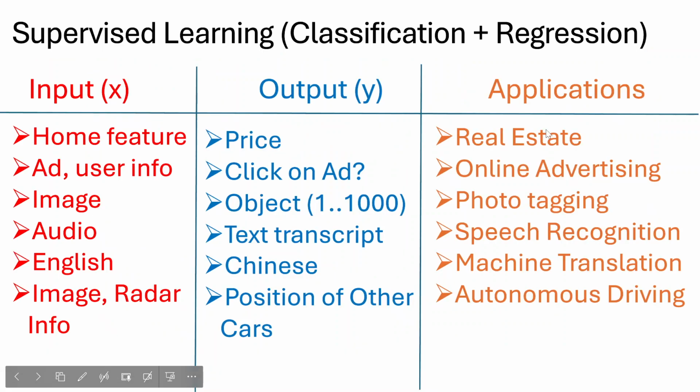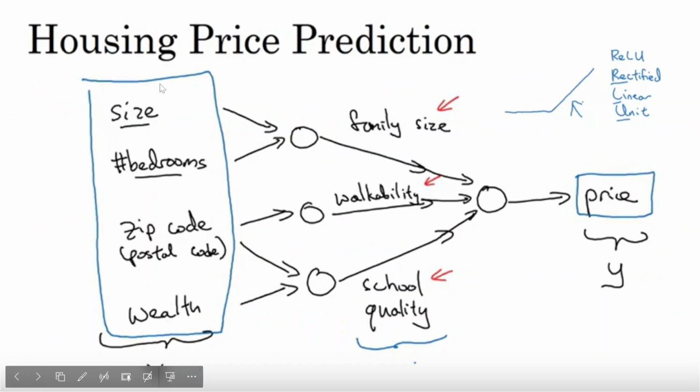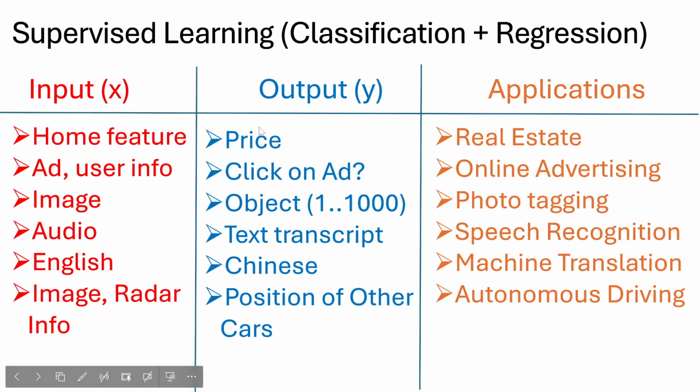So, a bit more about what neural networks actually are. They are machine learning algorithms that use supervised learning. Supervised learning means it's given an input and an output, and a model is trained to predict the output, whether that's classification or regression. For example, home features, like the size of a house, the number of bedrooms, the zip code, and the wealth, all dictate the price of a house.